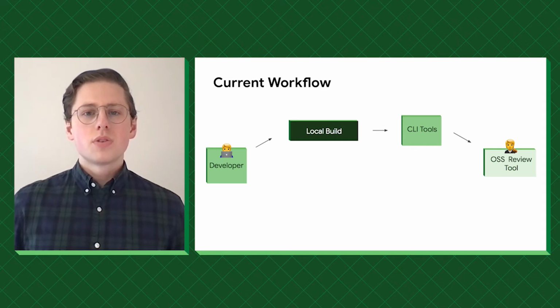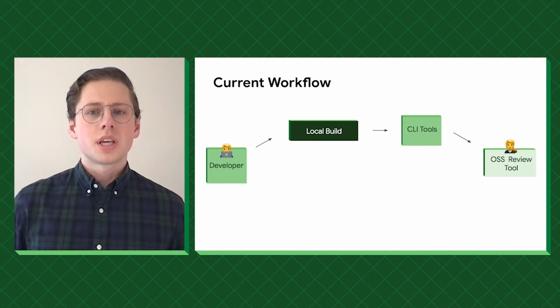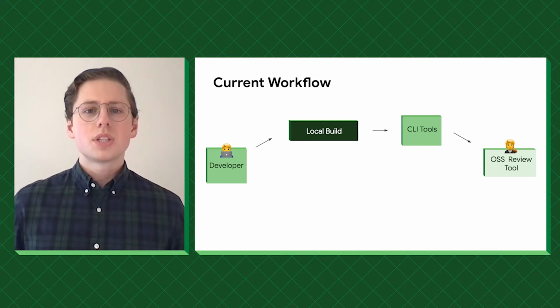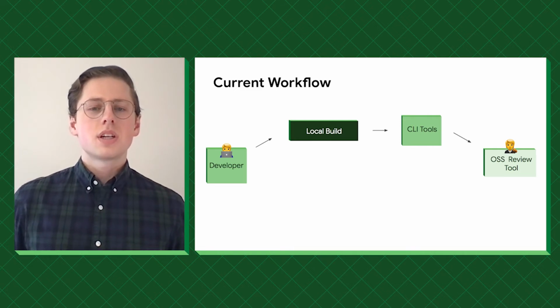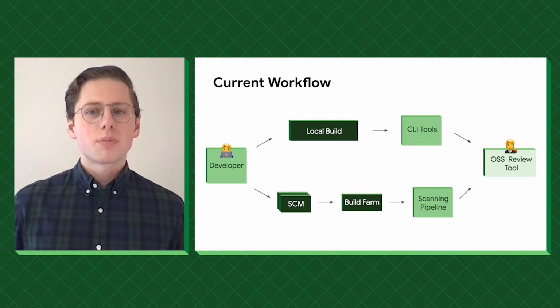In the current workflow, there are two strategies for a developer to gain approval for open source package usage. The first option is to run a local build, then use a CLI tool to scan for open source, and another CLI tool to upload tickets to our internal OSS review tool. The second option is for a team to set up a continuous integration pipeline where, after developers check in code, new builds are triggered, the latest build artifacts are scanned for open source, and tickets are created for any newly added open source packages.